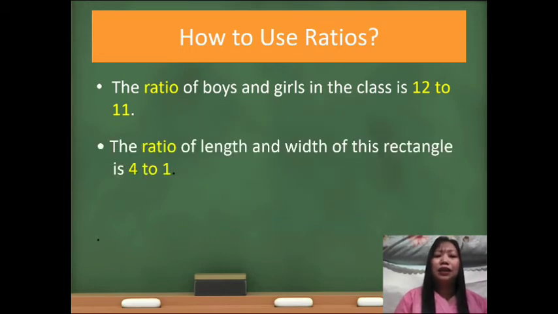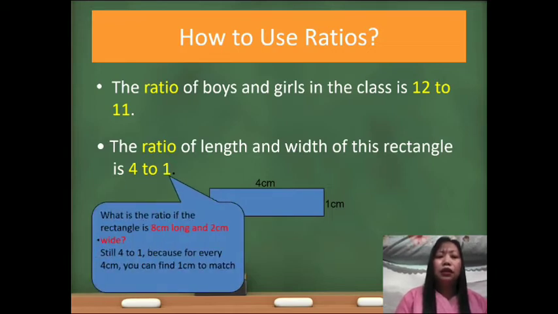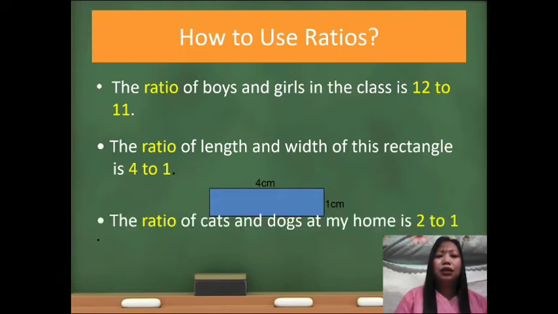The second one is the ratio of length and width of this rectangle is 4:1. So the length is 4 cm and the width is 1 cm. That's why the ratio is 4:1. What is the ratio if the rectangle is 8 cm long and 2 cm wide? Still 4:1, because for every 4 cm, you can find 1 cm to match.